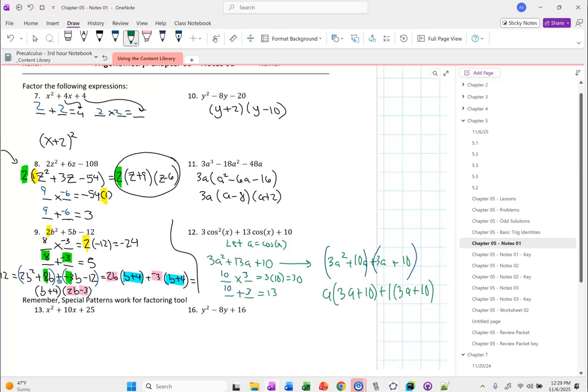So how does this finish out? a plus 1 times 3a plus 10. Close, 10. After that, we have to put the cosine back in. So instead of a, we're going to have cosine x plus 1 times 3 cosine x plus 10. Does that feel okay with what we just did?